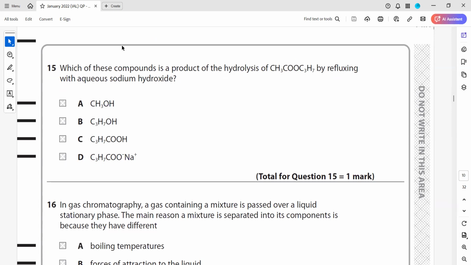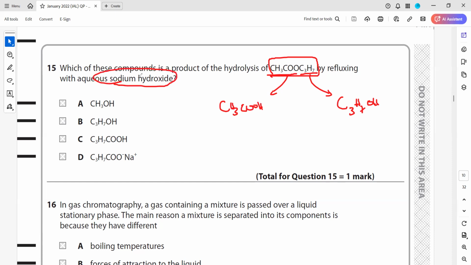Which of the following compounds is a product of hydrolysis? Hydrolysis means breakdown. So if I do breakdown, this is an ester. This part will be alcohol, so C3H7OH. And this will be a carboxylic acid, so CH3COOH. But then we add sodium hydroxide and reflux. So the acid will react with the sodium hydroxide.